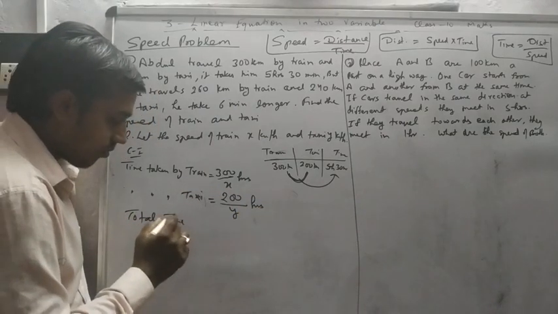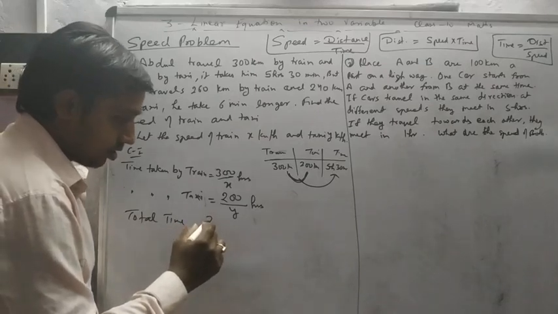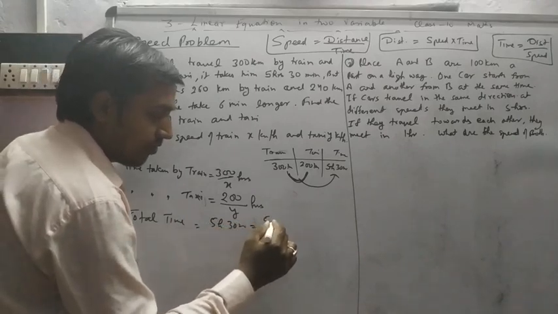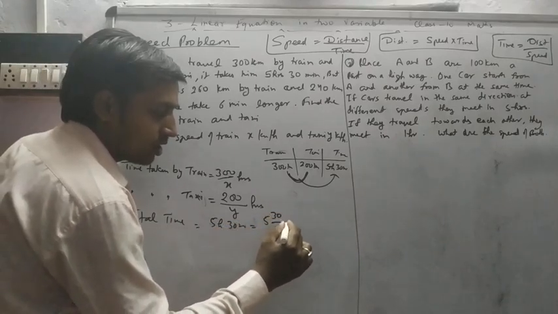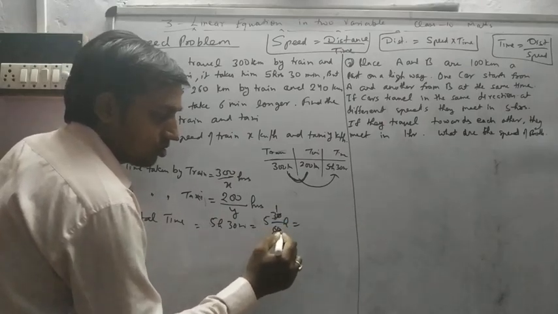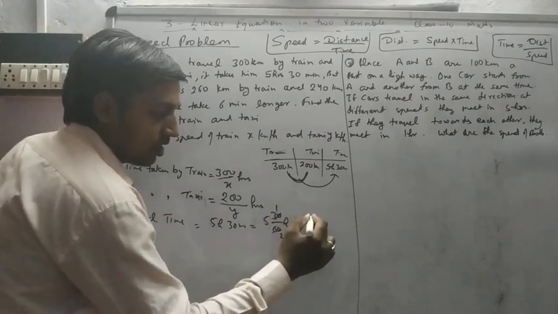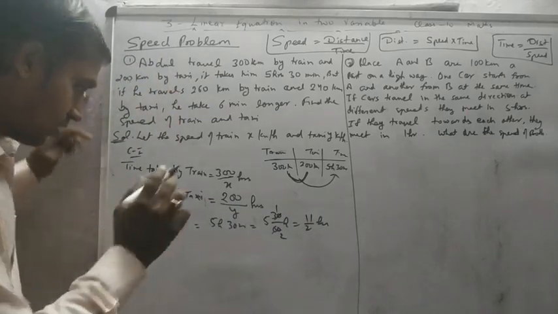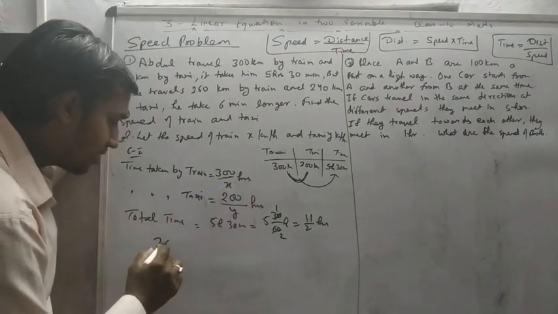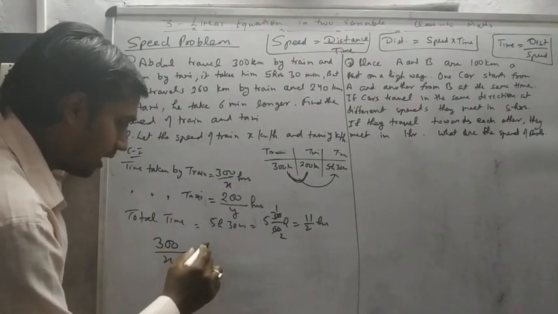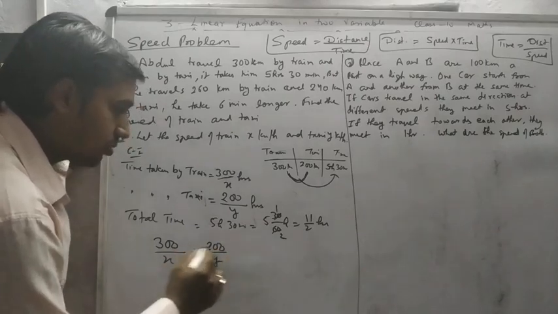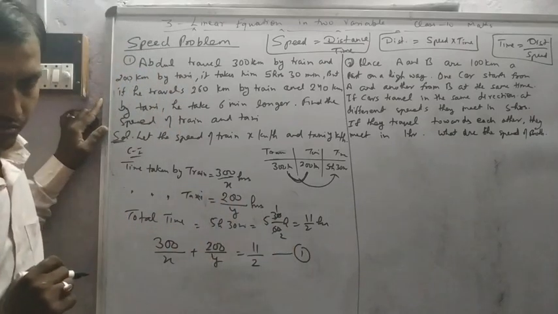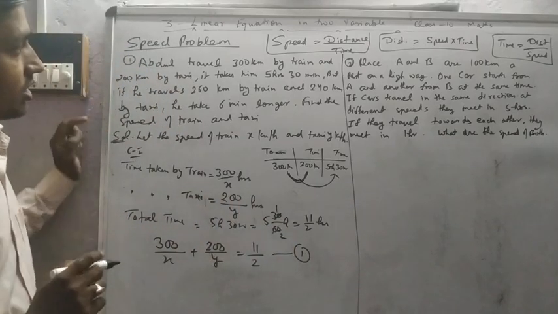Total time 5 hours 30 minutes. That means 5 whole 30 upon 60 hours. Cancel out, 2 5 or 10 plus 1, 11 upon 2 hours. It's the first equation, meaning the time taken by train and the time taken by taxi both make 11 upon 2. Equation first. Okay, same for second.